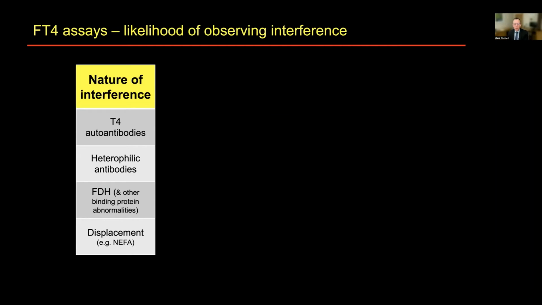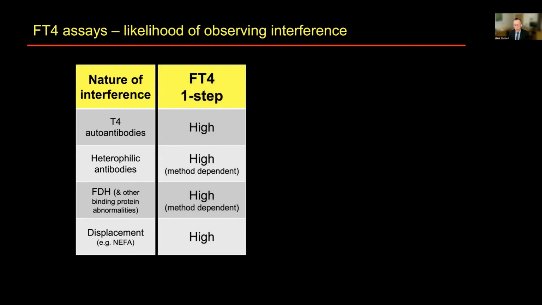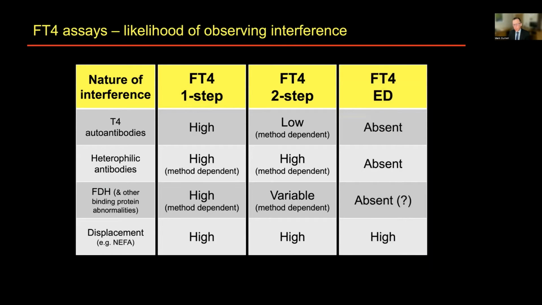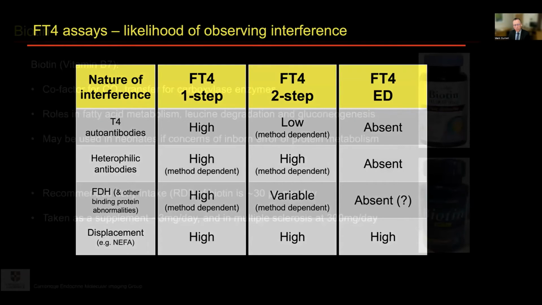So the likelihood of observing interference in the different assay types does depend on the type of interference. 1-step assays are vulnerable to many of the factors that I've described. The 2-step assays generally tend to do a little bit better, but they are still prone to some degree of interference, whereas equilibrium dialysis currently is considered to be the gold standard.